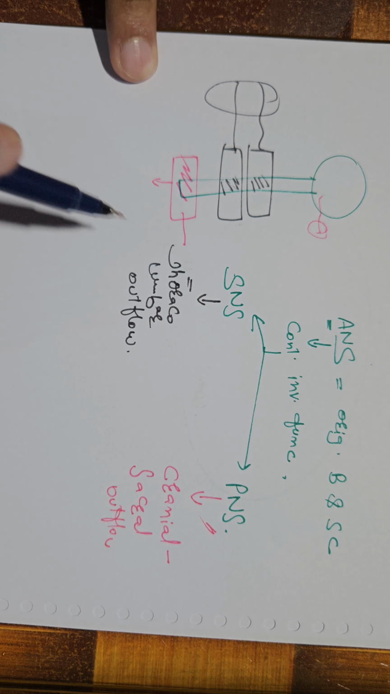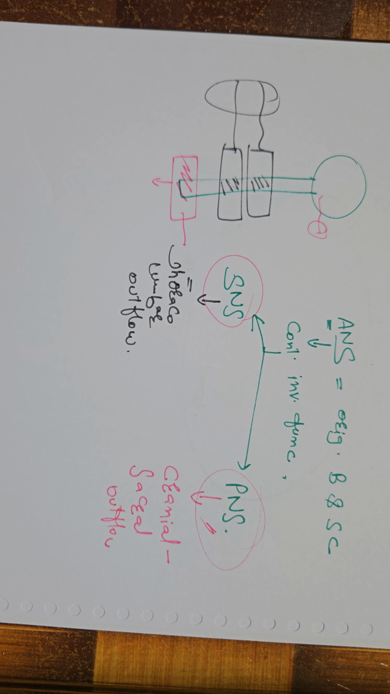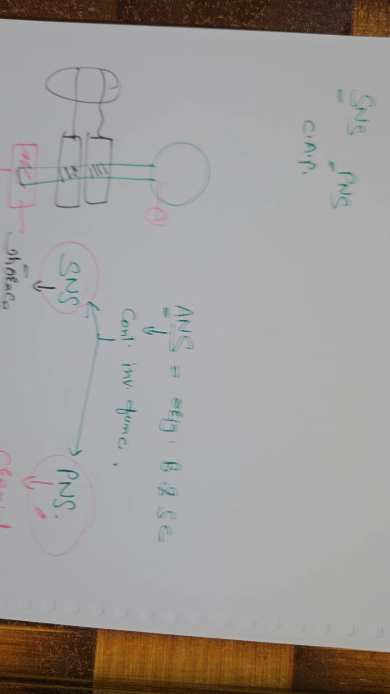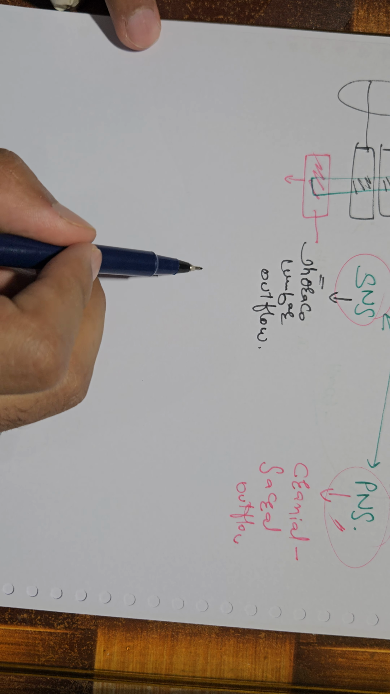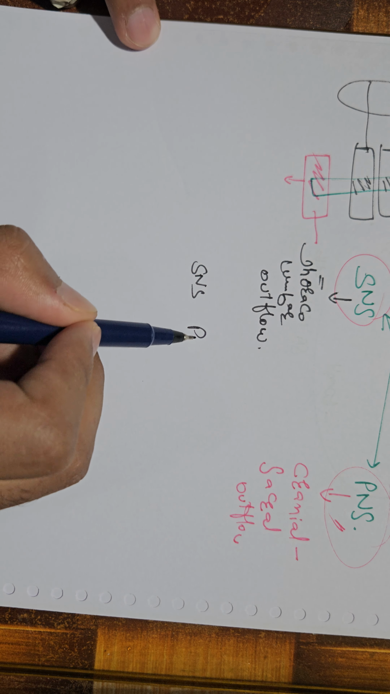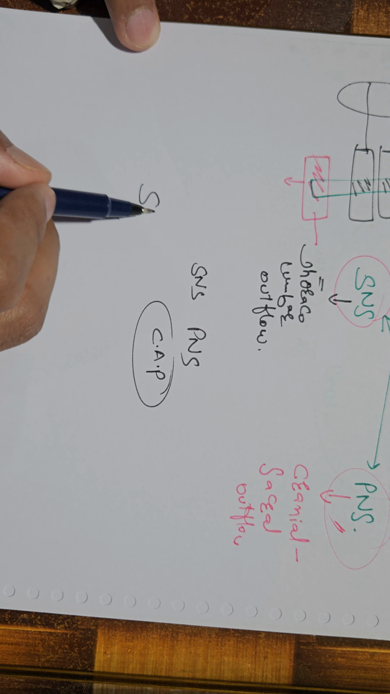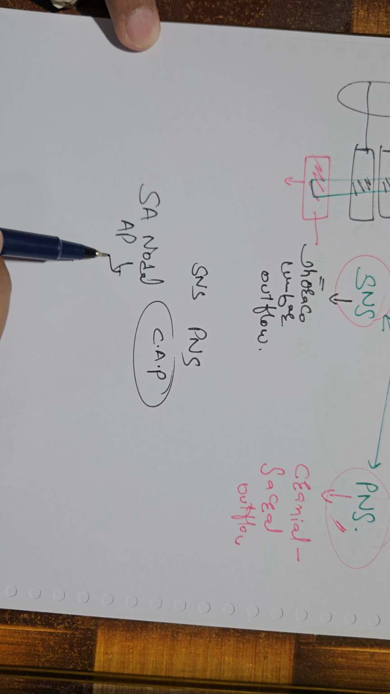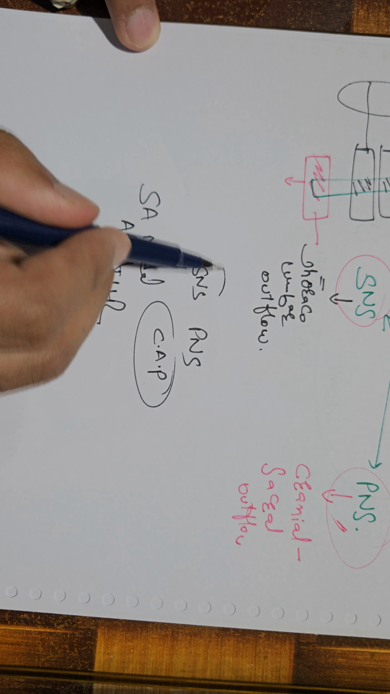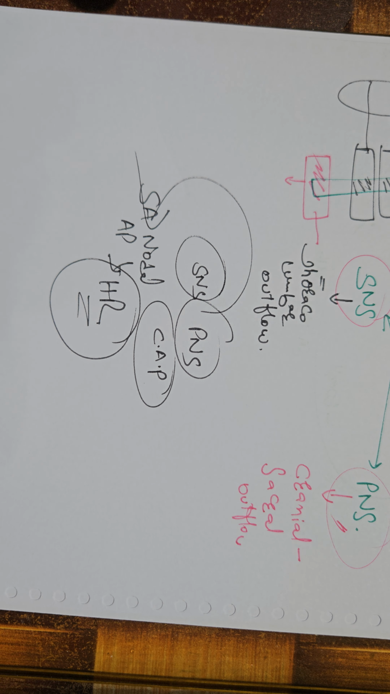Now we will see how the sympathetic nervous system and parasympathetic nervous system affect the cardiac action potentials. Clear? First, we will focus on SA nodal action potentials, because these SA nodal action potentials generate heart rate. So if these two affect the SA nodal action potentials, they will indirectly affect the heart rate generation.